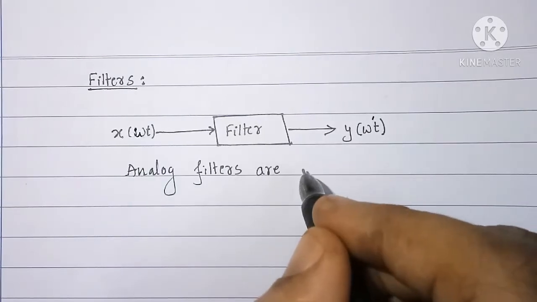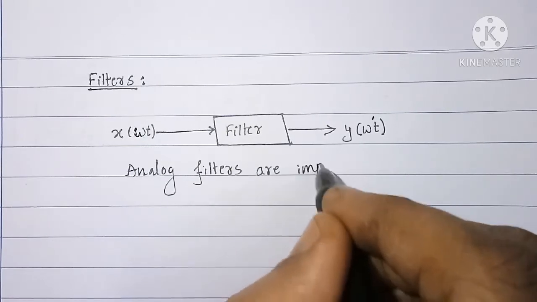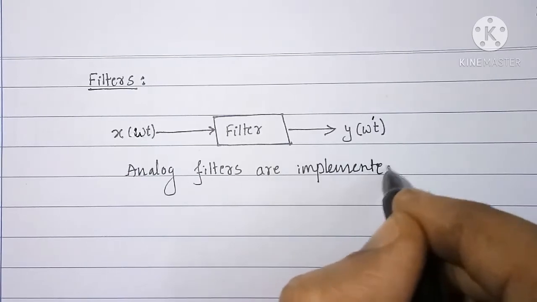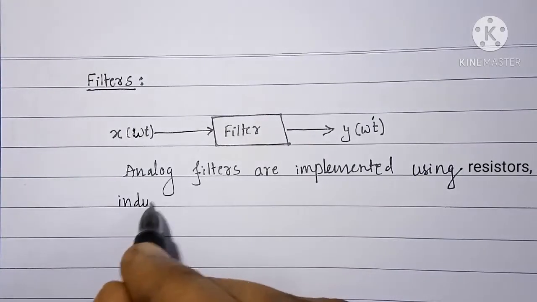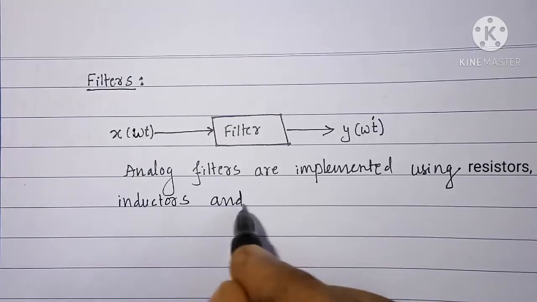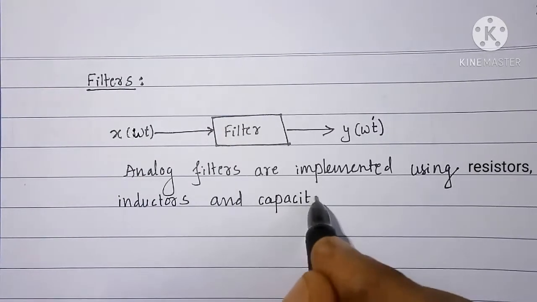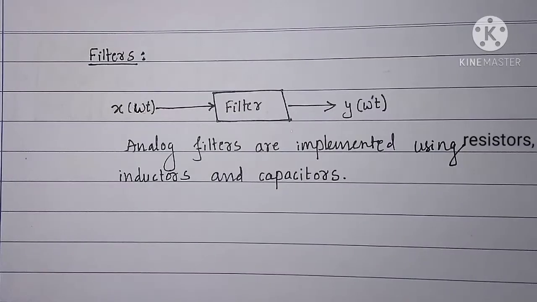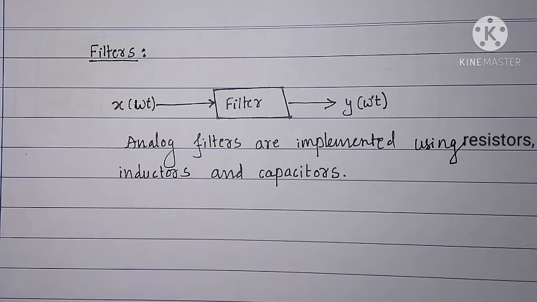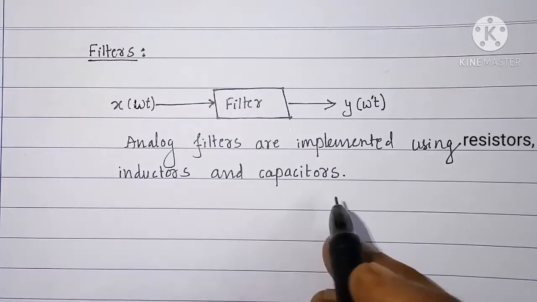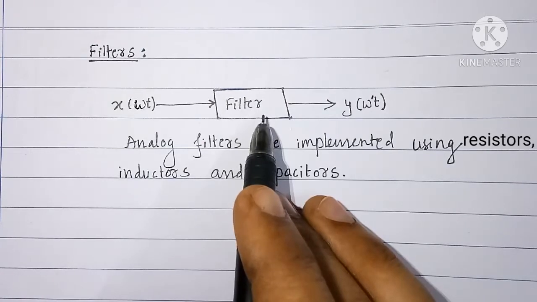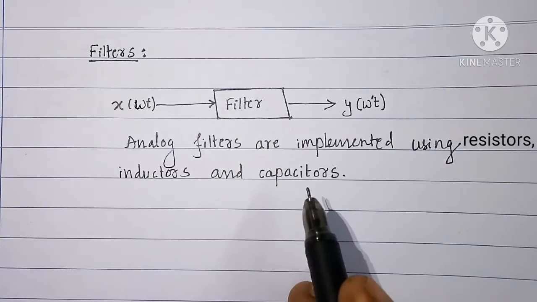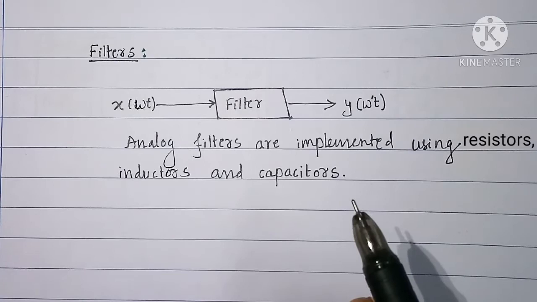Analog filters are implemented using resistors, inductors, and capacitors. But in the case of digital filters, resistors, inductors, and capacitors are not used. Instead, digital filters will have an impulse response of h of n, where h of n is nothing but a sequence of real numbers.